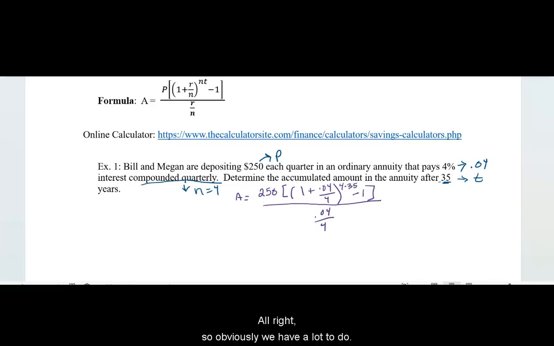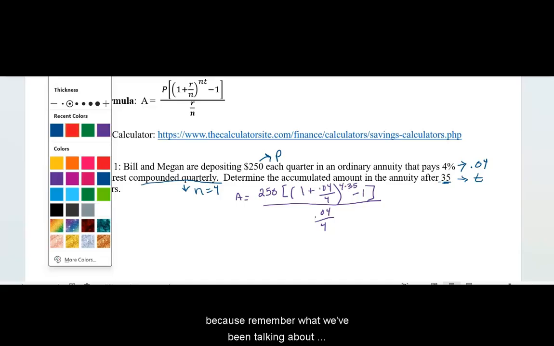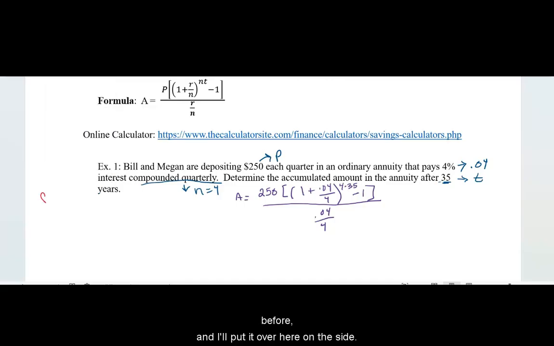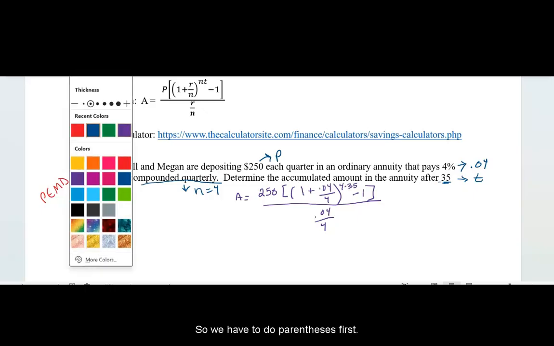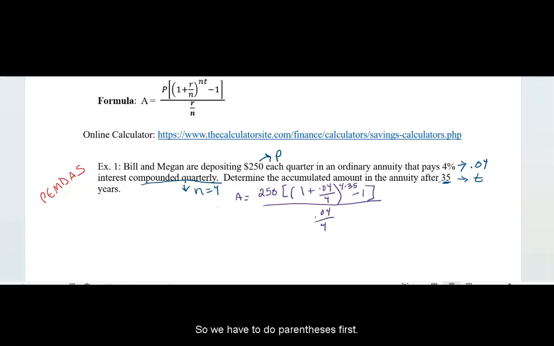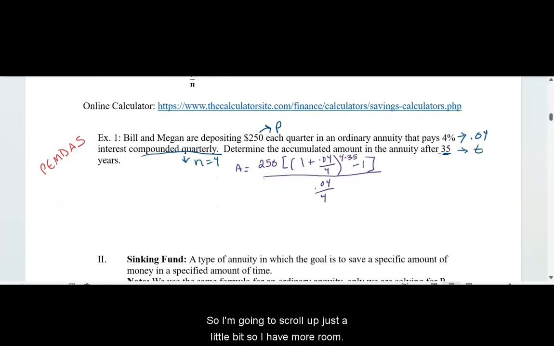All right, so obviously we have a lot to do. Don't get overwhelmed though, because remember what we've been talking about before, and I'll put it over here on the side. Order of operations, right? So we have to do parentheses first. And if you do one step at a time, I promise you it won't be as overwhelming as it might look. So I'm going to scroll up just a little bit so I have more room.